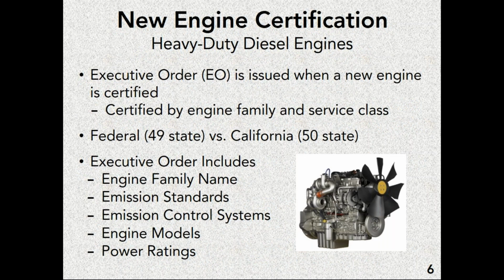The new engine certification, let's talk a little bit more about that, because I don't know if it's where the rubber meets the road, but it's where the engines come from. So when an engine is certified by federal EPA, the Air Resources Board gives that engine something called an executive order, or EO. We issued it based on the certification standards from the federal documents.